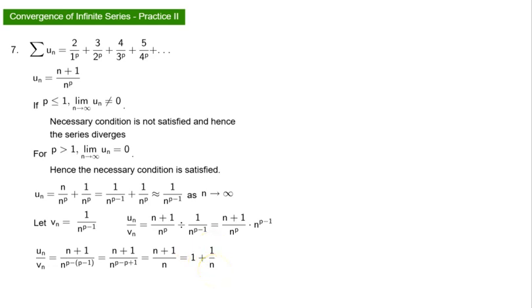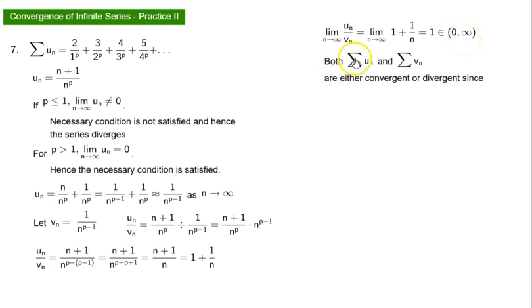Now we have got it in the perfect form. We take the limit. Limit as n goes to infinity of u sub n by v sub n is equal to limit as n goes to infinity of 1 plus 1 by n. We know 1 by n goes to 0 and 1 is a constant. So the limit is 1, which is a non-zero finite value.